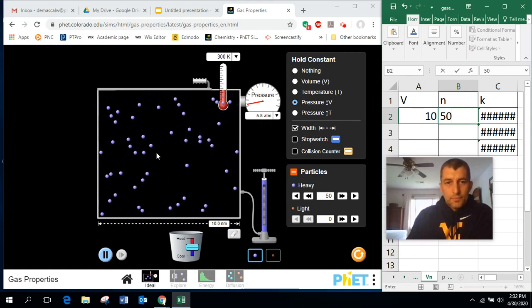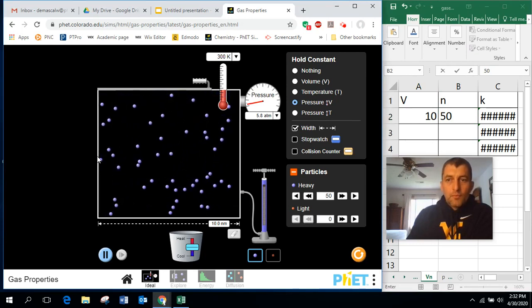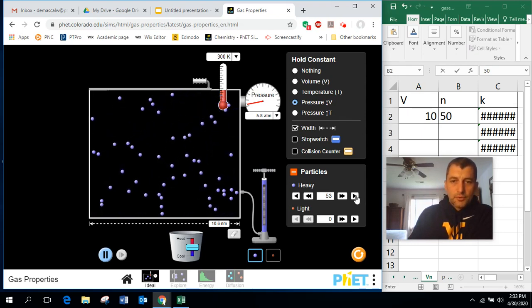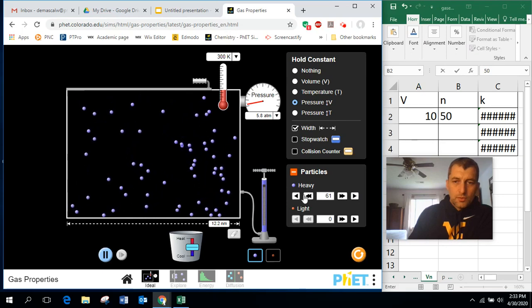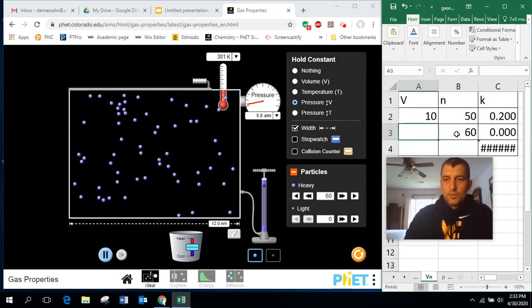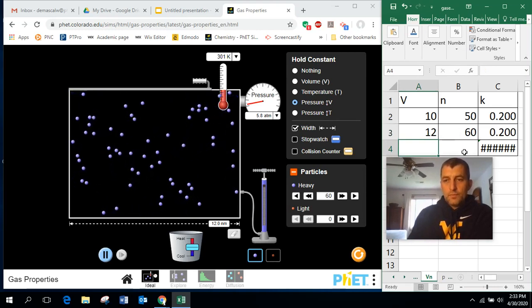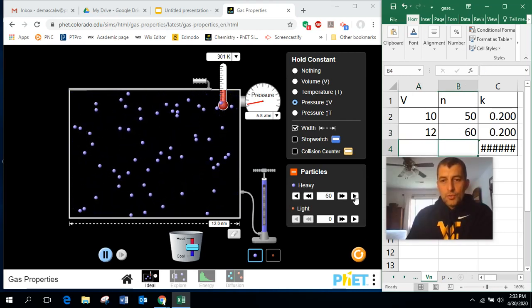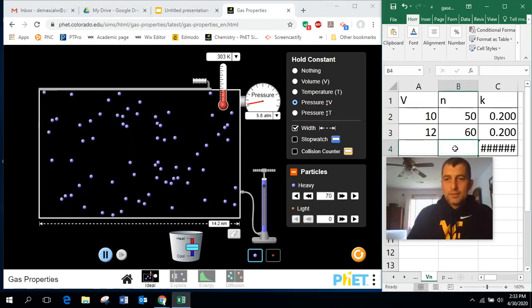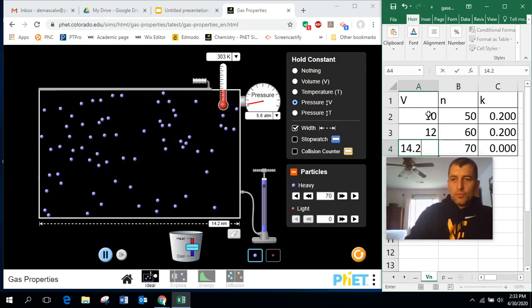What happens when we put more gas in? So let's go up to 60 particles. At 60 particles, we have a volume of 12 units. What happens if we go up to 70 particles? We have a volume of 14.2.